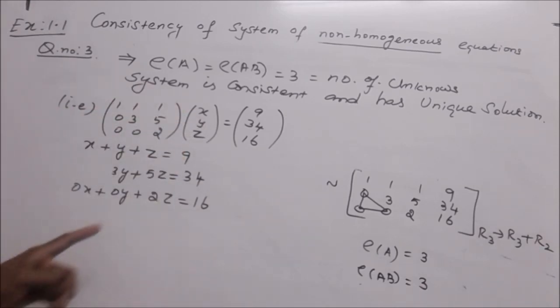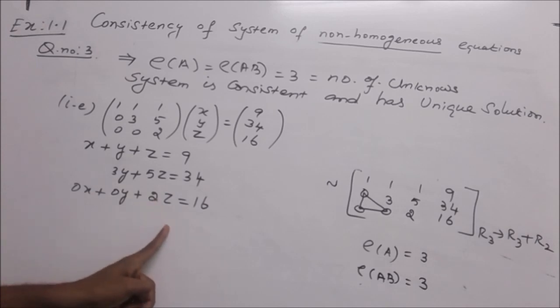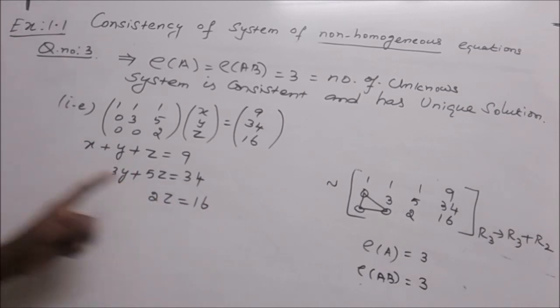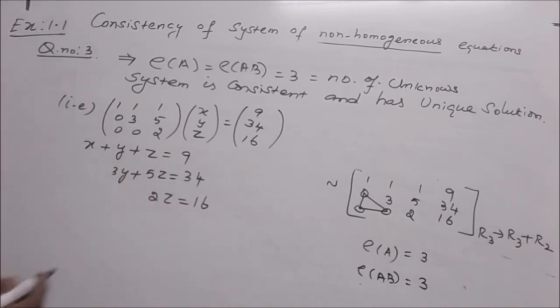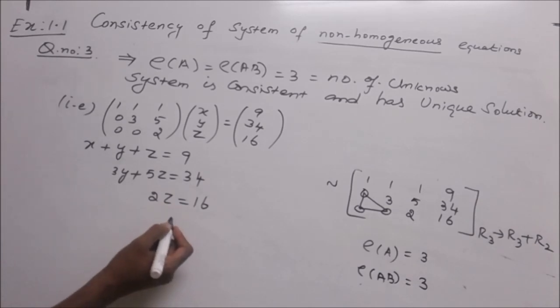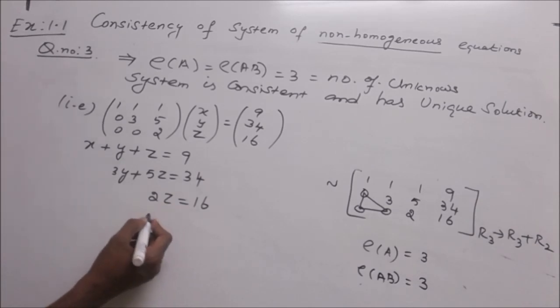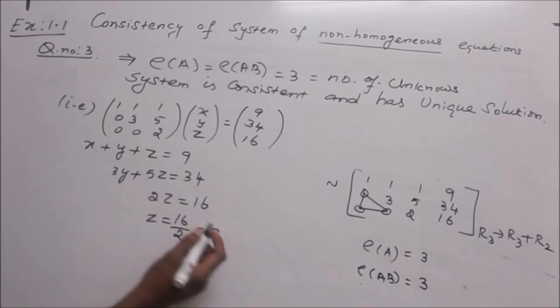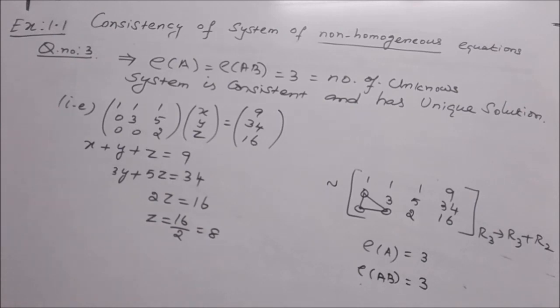In the third equation, only the coefficient of z is non-zero. The other two are 0, so we can leave them, so 0x and 0y are left. Remaining is 2z equal to 16. From the last equation, we can find the value of z. Divide 16 by 2, you will get the value of z. 16 by 2 equal to 8.